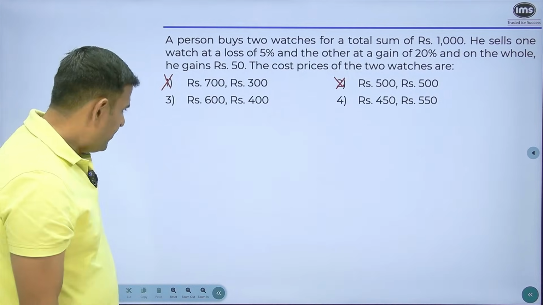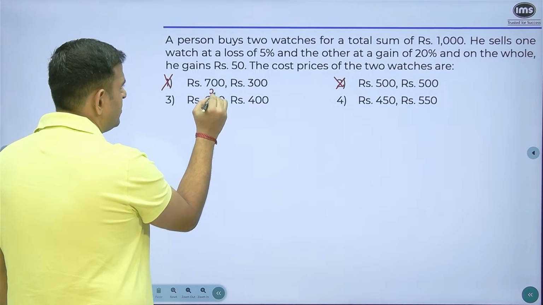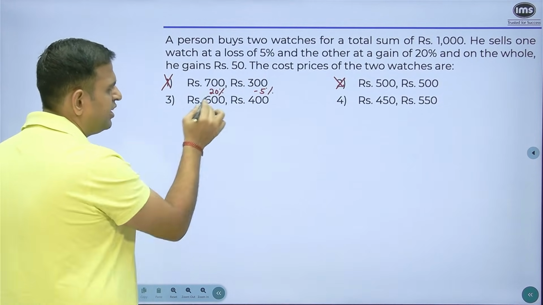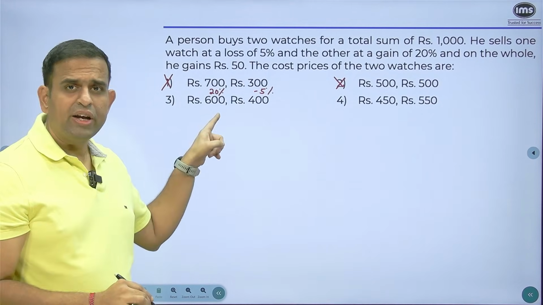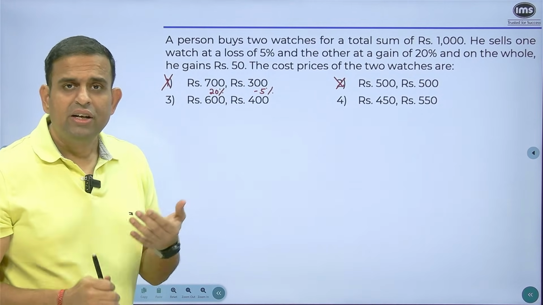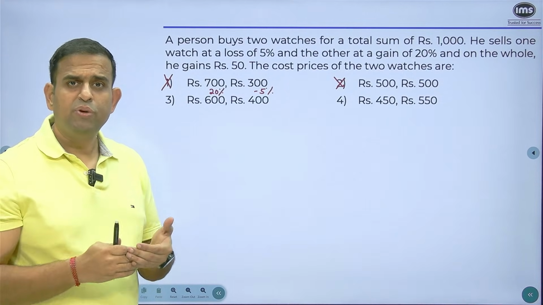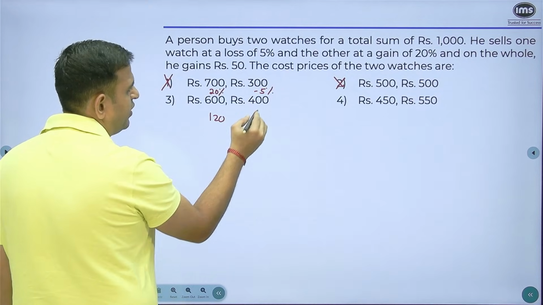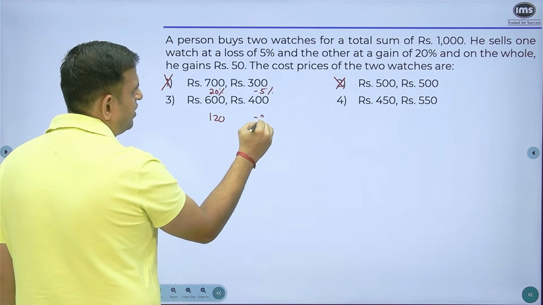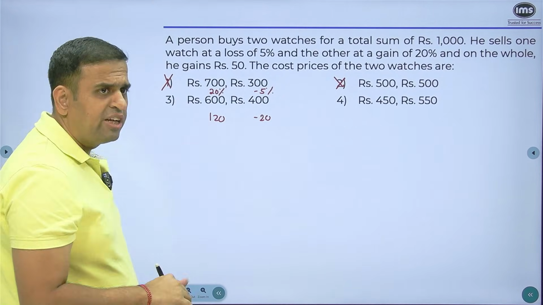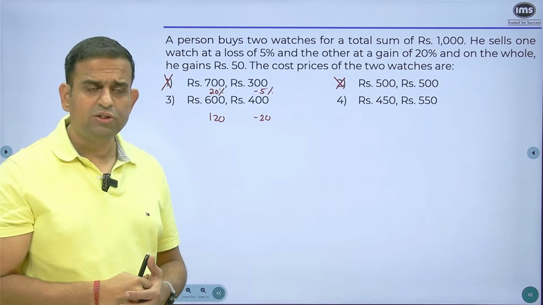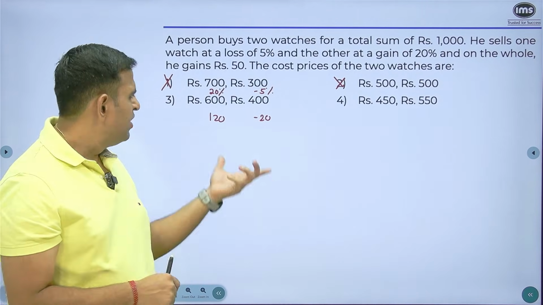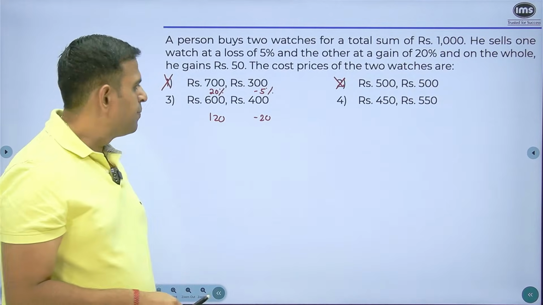Third one, suppose I look at 20% profit here and a loss of 5%. This will lead to a profit of 120. 10% would mean 60, so 20% would mean 120. And this would mean a loss of 20, because a 10% loss would mean a 40 loss, so a 5% loss would mean half of that number, a loss of 20. This time, a gain of rupee 100.